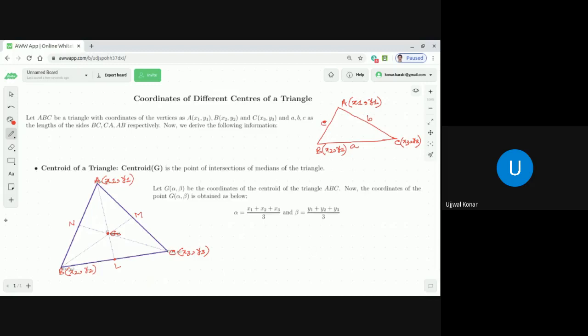Next point we are going to discuss, dear students, is called the incenter. Incenter of a triangle, and what is incenter? If you recall, it is the point of intersection of the internal bisectors of the triangle. So let us discuss this. Let's first understand what is incenter, and then we will discuss the coordinates of the incenter.